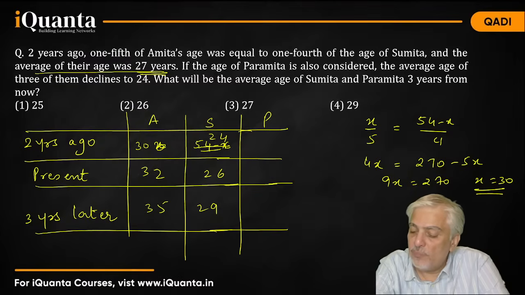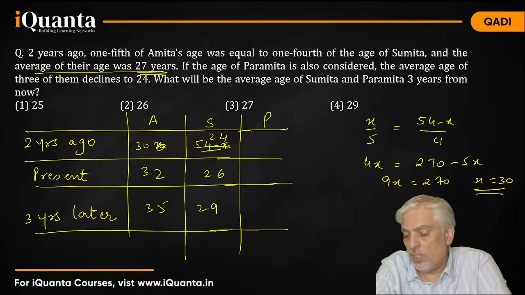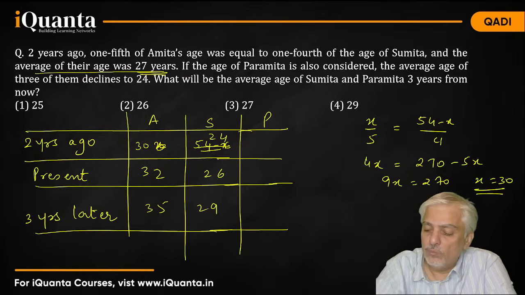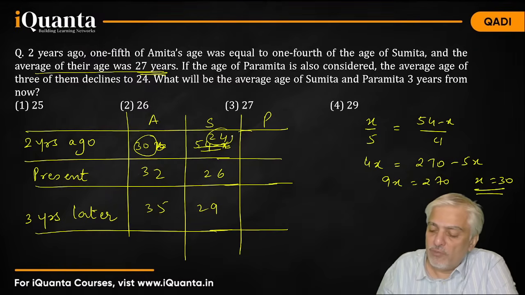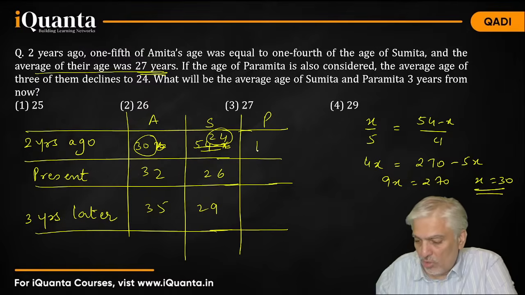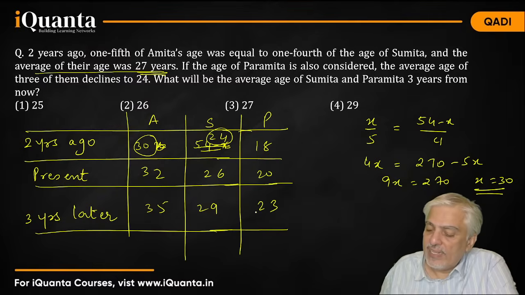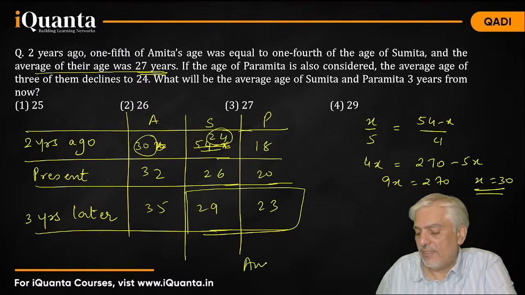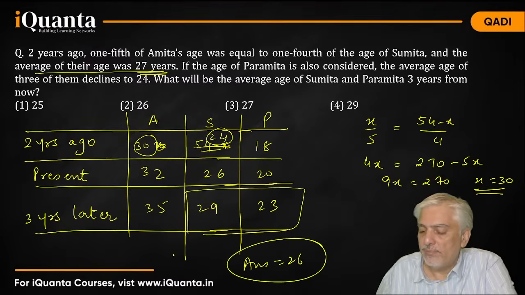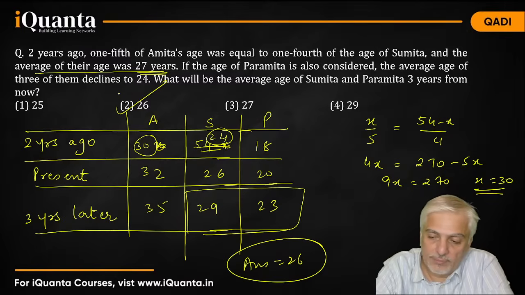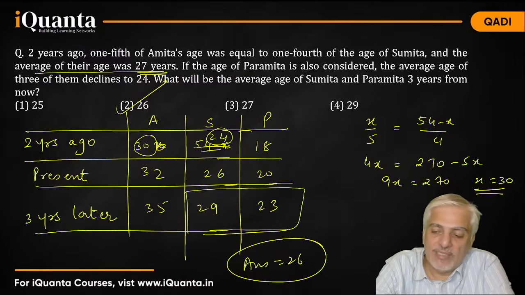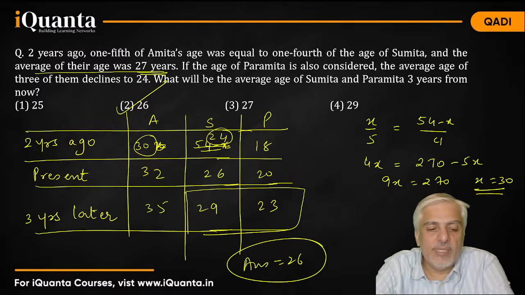Now, if the age of Paramita is also added, the average age of the three declines to 24. 24 ka average means total is 72. So this is already 54. So this will be 18, 20 and 23. I think at the end they asked the average of these two. So the answer is 26. Very simple question. Answer is 26, second option. No decimals, nothing was needed. Okay, exact answer we're getting.